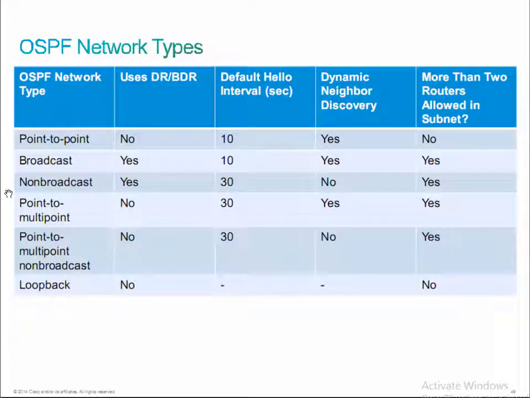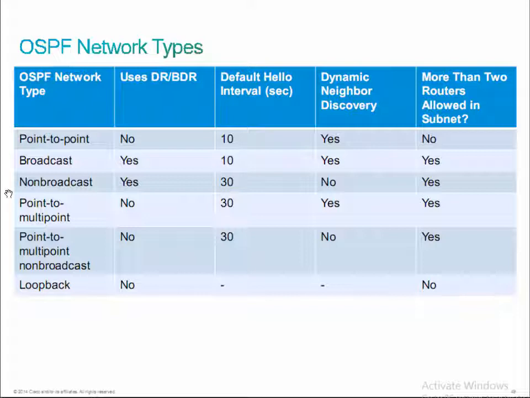So in summary, with regard to network types, we can see the six different network types here: point-to-point, broadcast, non-broadcast, point-to-multipoint, point-to-multipoint non-broadcast, and loopback. It's possible that you will be tested on this concept. Certainly you already understand the impact that can occur if there is a mismatch between network types. But there are two things you need to know about this table. Is a DR BDR election going to take place? Because you need to make sure that you control how that takes place. And is automatic neighbor discovery possible?